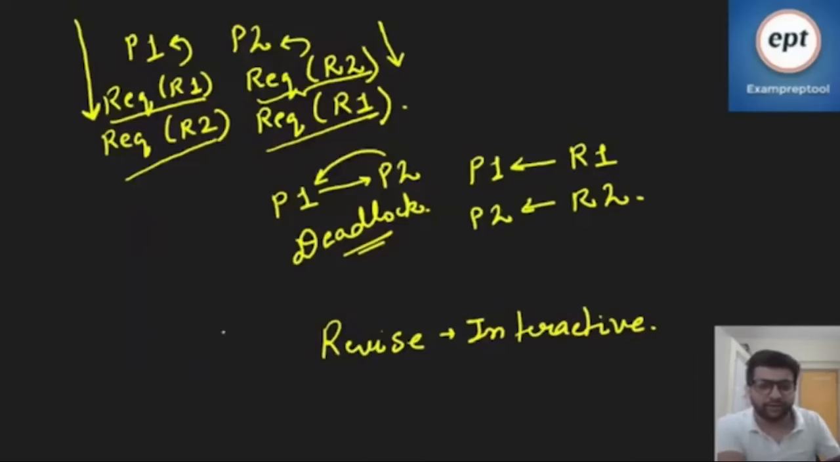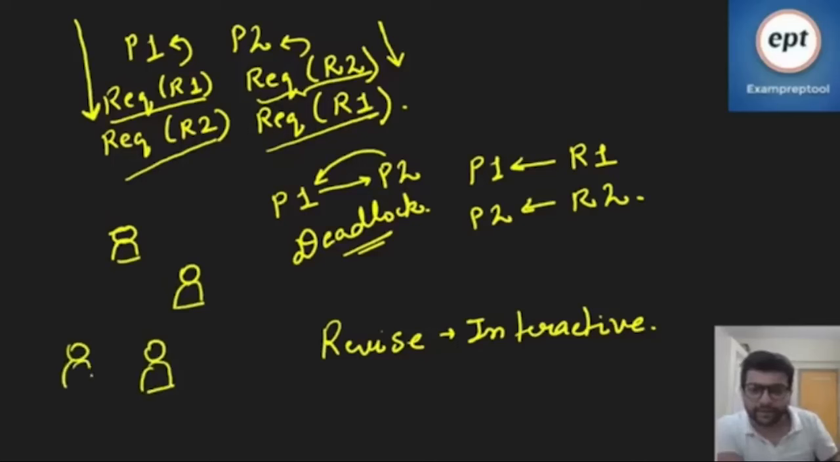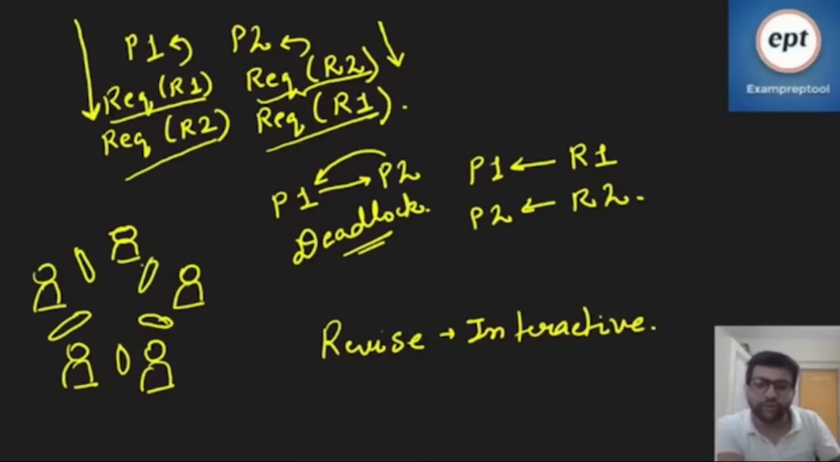What is the dining philosophers problem? In the dining philosophers problem, there are, let's say, 5 philosophers sitting at a table, and there are forks kept on the table. Every philosopher needs 2 forks to eat his meal, right?